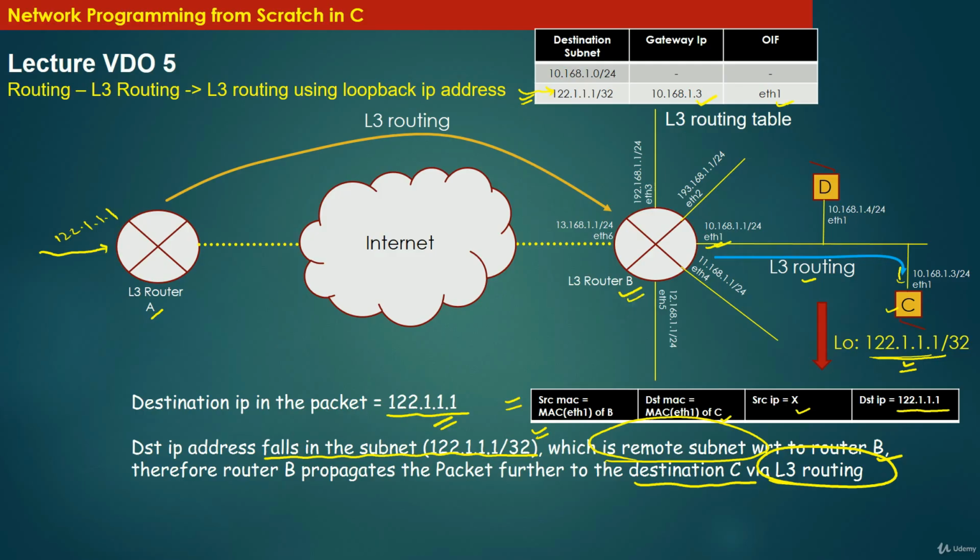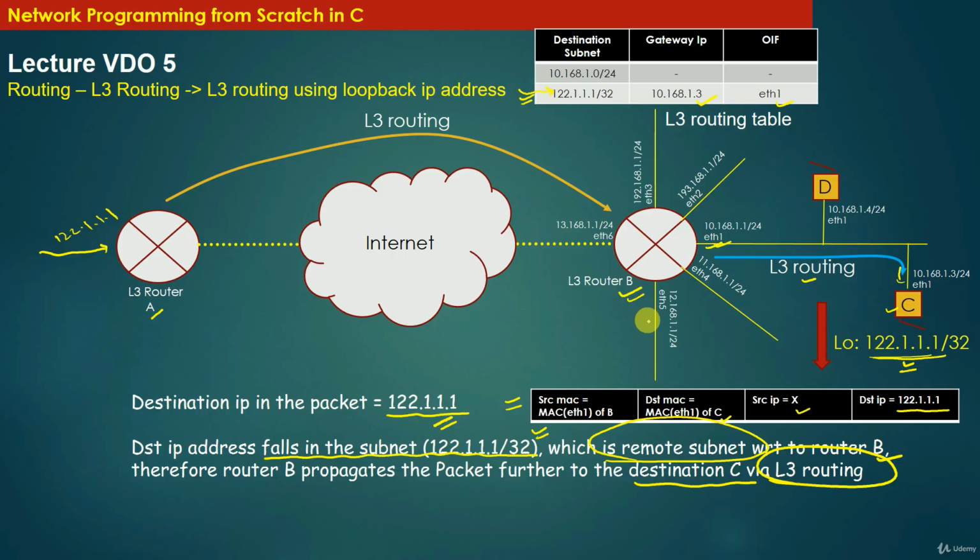In the previous example, the destination IP address specified in the packet actually falls in the local subnet of L3 router B, and therefore router B decides to propagate the packet further using L2 routing. But in this example, the destination IP address specified in the packet does not fall in any local subnet of router B, and therefore router B concludes that the packet belongs to some remote subnet in the topology, and therefore L3 router B sticks to L3 routing in order to further propagate the packet.